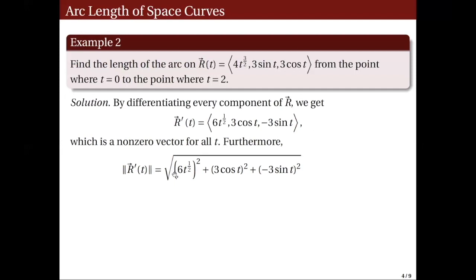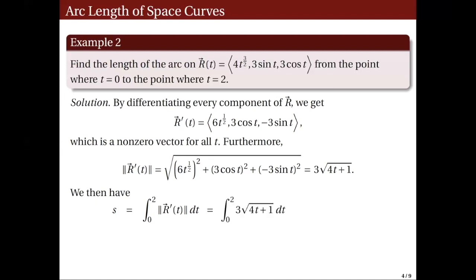Simplifying this, the first term, when squared, is equal to 36t. The second and the third, when combined, is equal to 9. So this is equal to the square root of 36t plus 9, which we can also write as 3 times the square root of 4t plus 1. Hence, the length of the arc on the given interval is the definite integral from t equal to 0 to t equal to 2 of the function 3 times the square root of 4t plus 1.